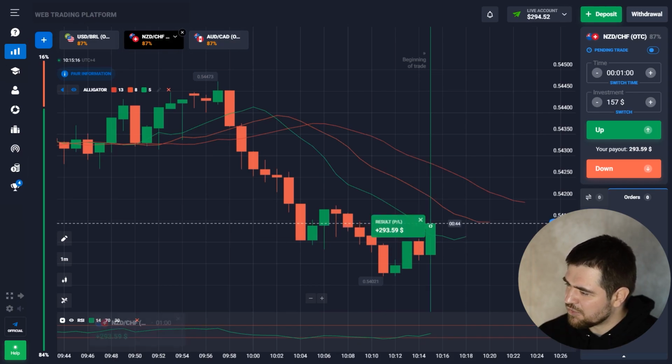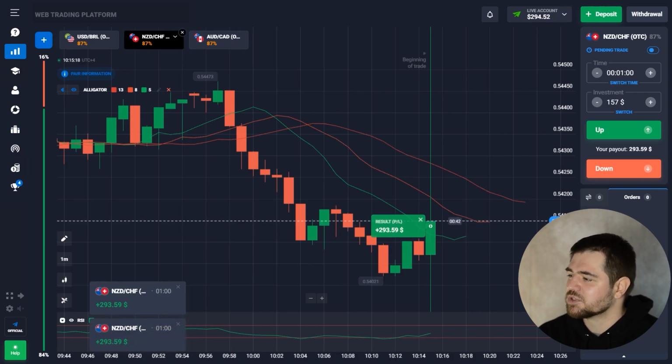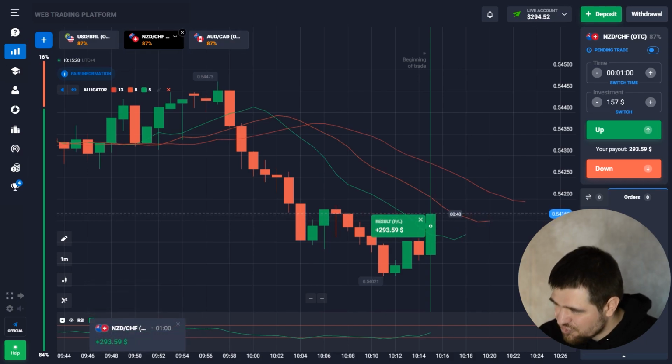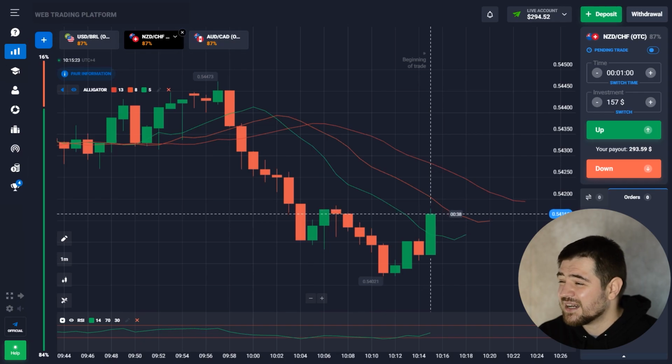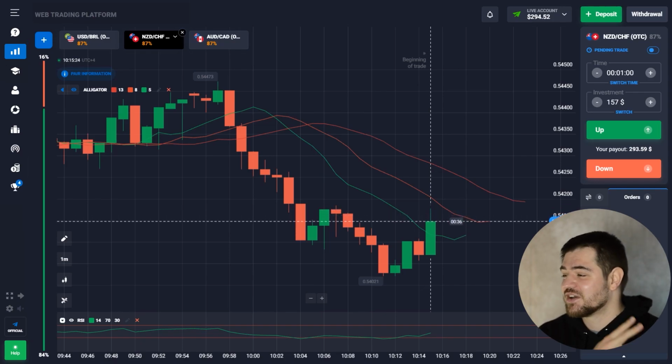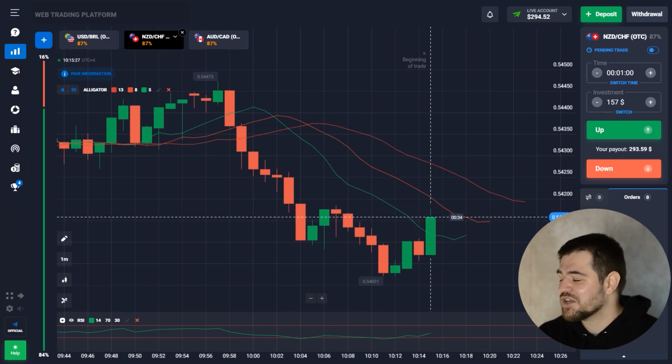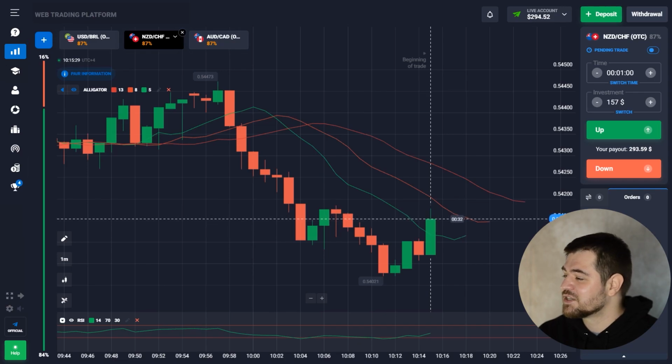But again, see what happens now. We're trying to break through. So this is a really good bullish impulse there. This is a really good sign. $293 from this option on its own. And see what happens. It's going up.